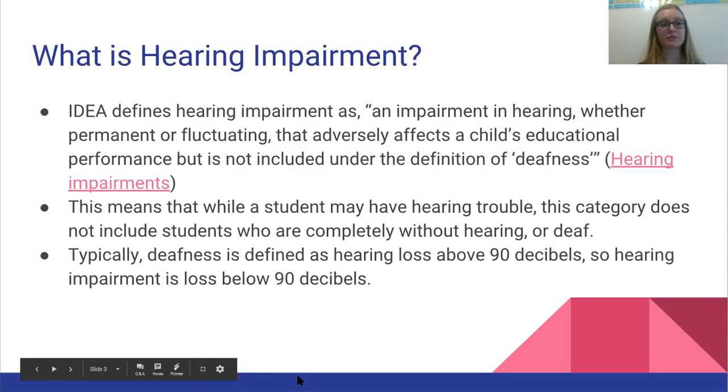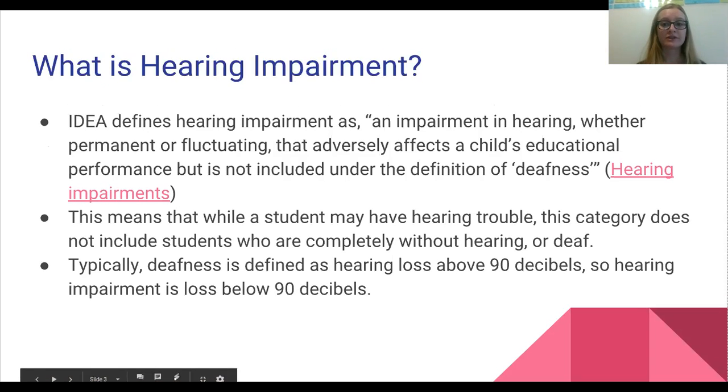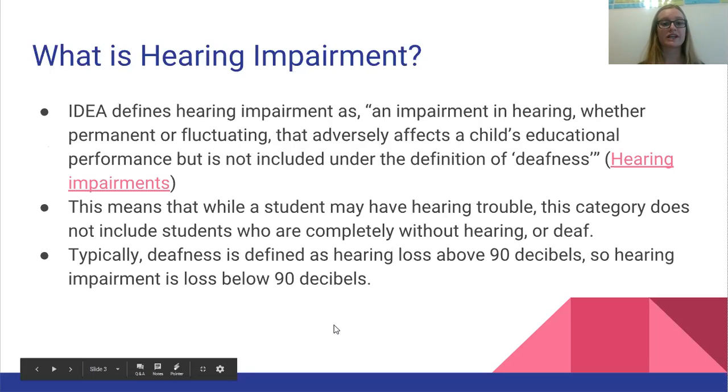So what is hearing impairment? IDEA defines hearing impairment as an impairment in hearing, whether permanent or fluctuating, that adversely affects a student's educational performance, but is not included under the definition of deafness. So this means that while a student may have hearing troubles, this category does not include students who are completely without hearing, or deaf. Typically, deafness is defined as hearing loss above 90 decibels, so hearing impairment is loss below this 90 decibels.